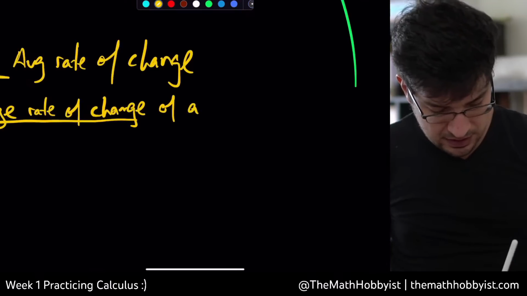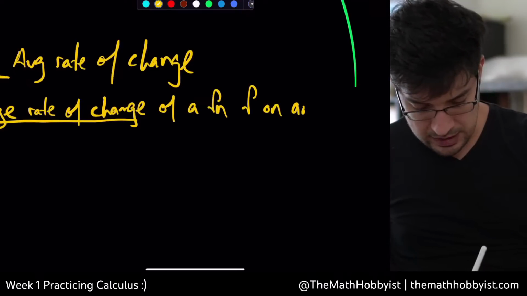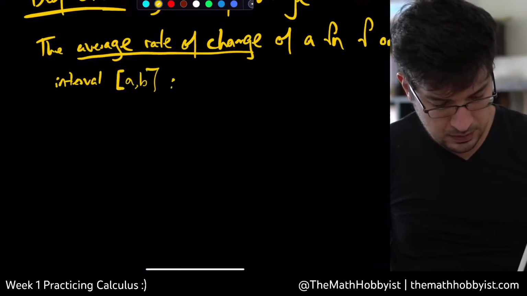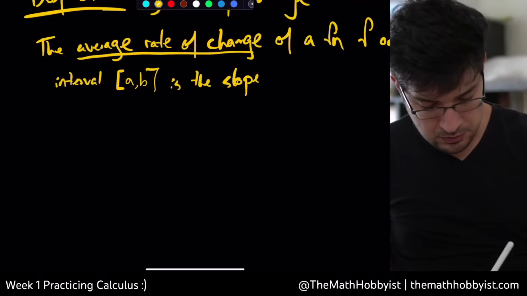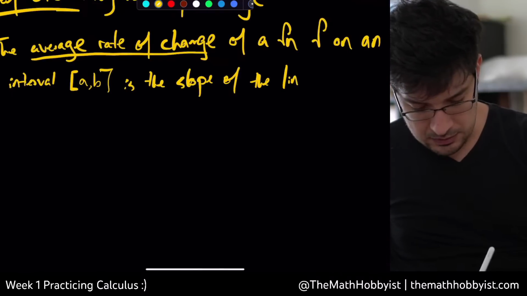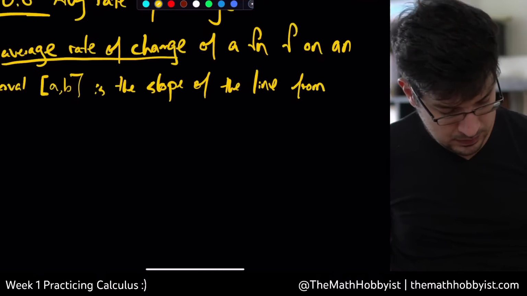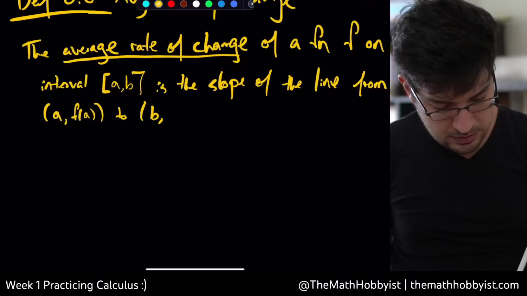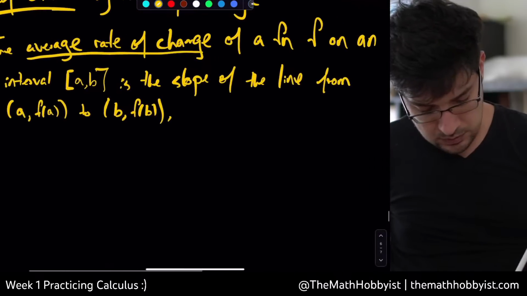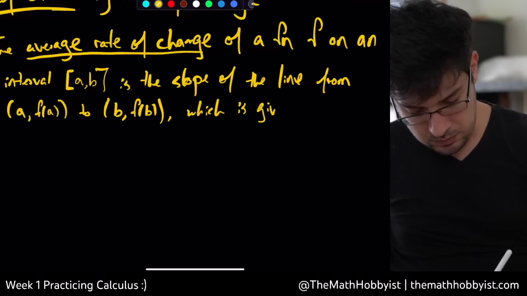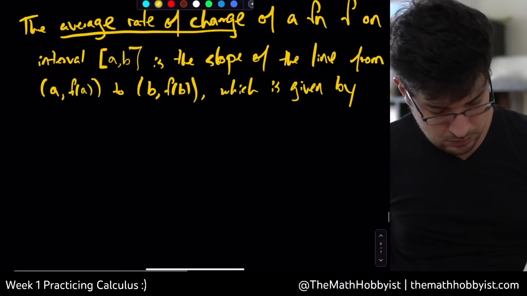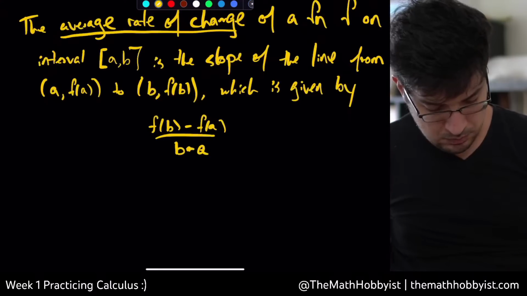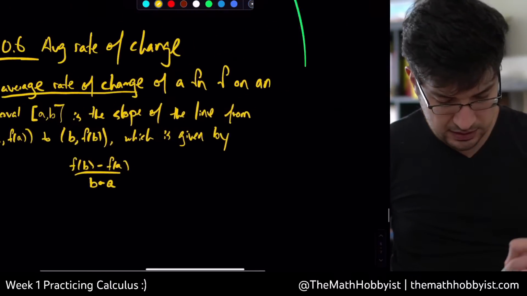The average rate of change of a function f on an interval AB is the slope of the line from (A, f(A)) to (B, f(B)). Cool. Yeah, it's pretty much exactly what I thought it was going to be.